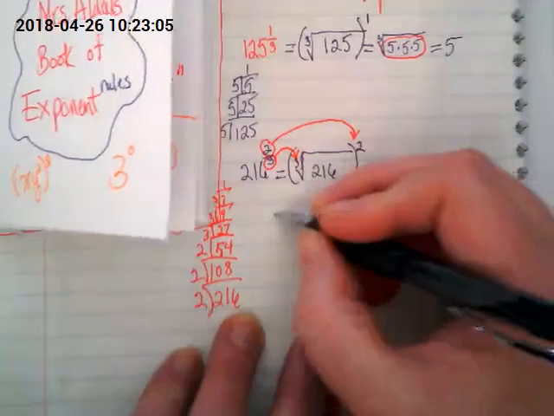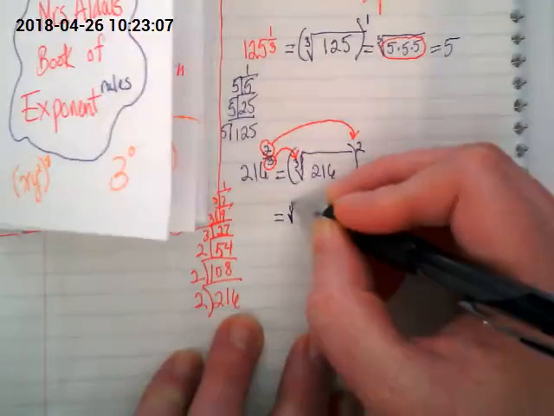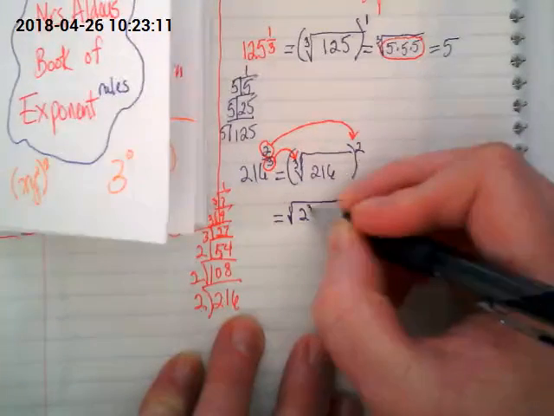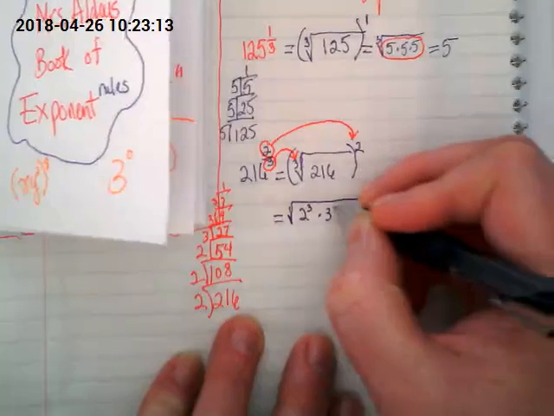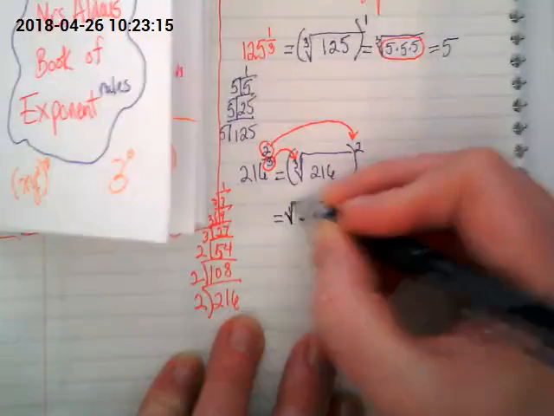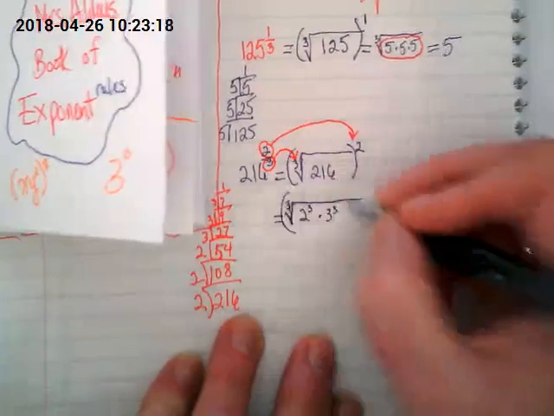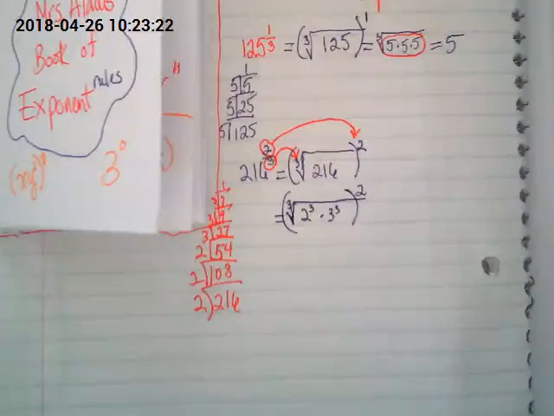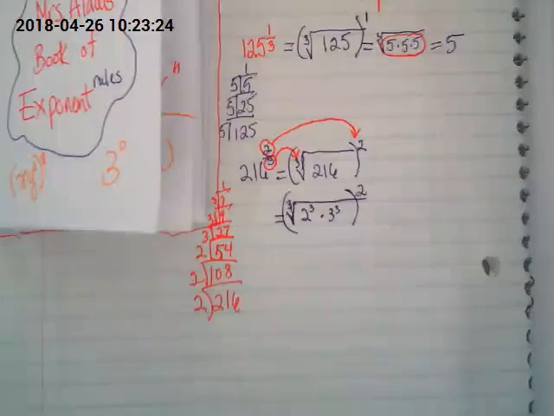I'm going to rewrite this underneath here just because I'm running out of space. It's going to be 2 to the third power times 3 to the third power. And don't forget that little square that goes on the outside. I'm doing a shortcut. I could have written this as 2 times 2 times 2 and 3 times 3 times 3.